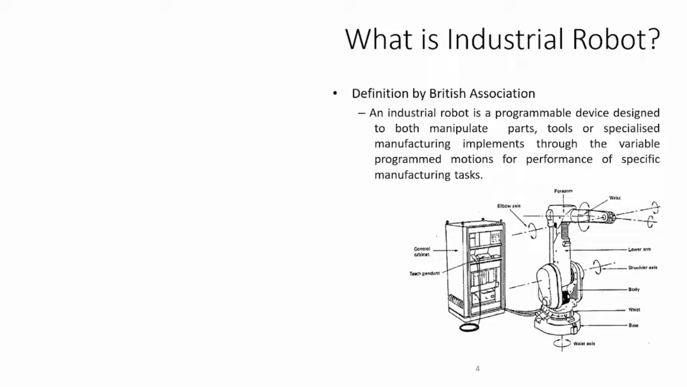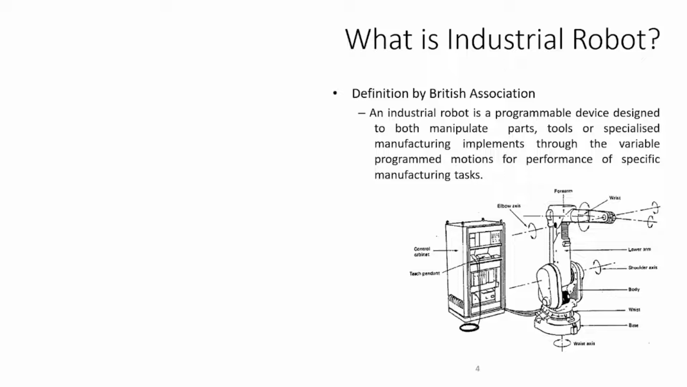An industrial robot is a programmable device designed to manipulate parts, tools and specialized manufacturing tools with variable programmed motion. In other words, if I rephrase it, you need to do the programming to control the robot path, and that specific path will be for manufacturing or other performances like welding or some other part, capturing part. This is the work of the robot.